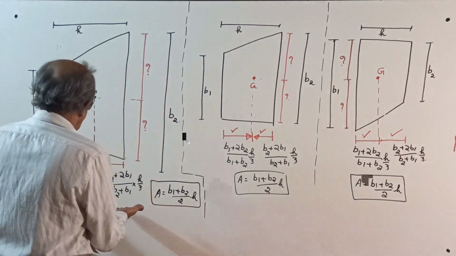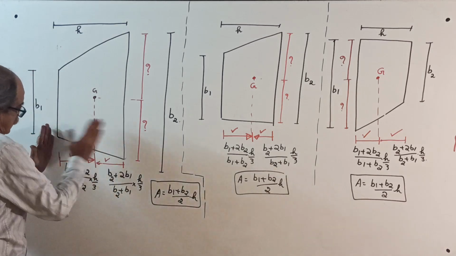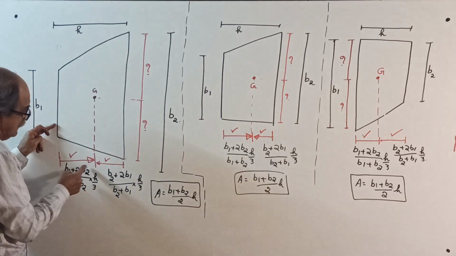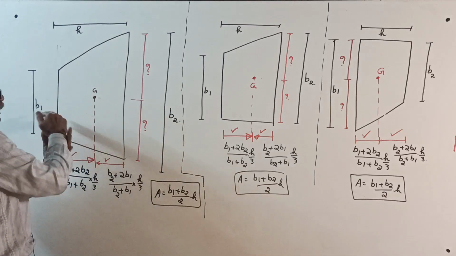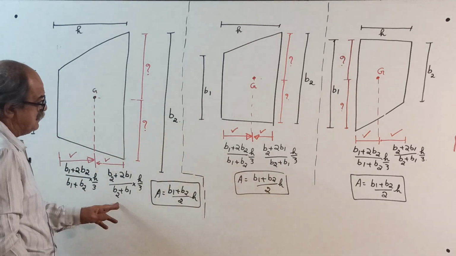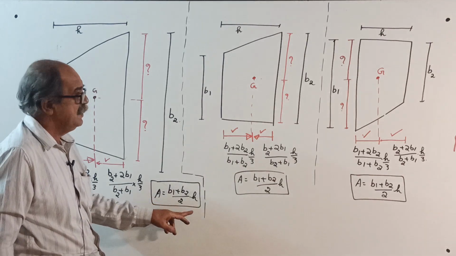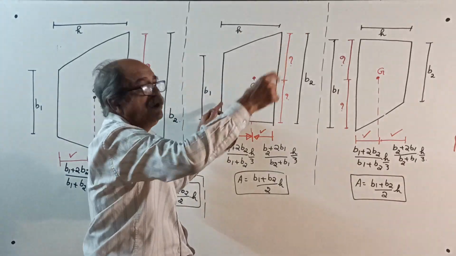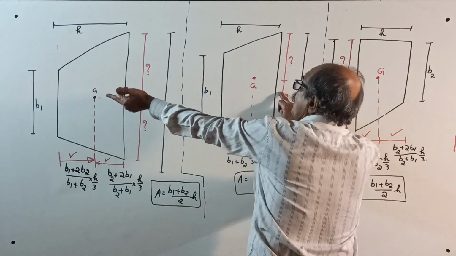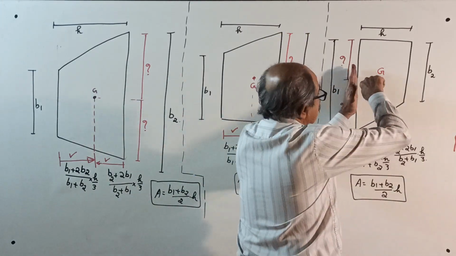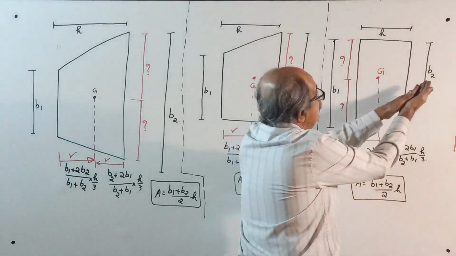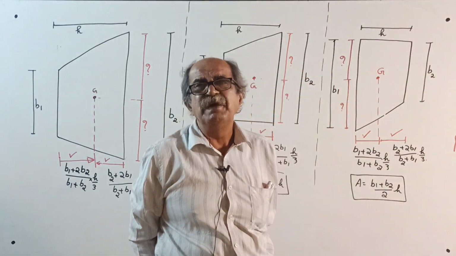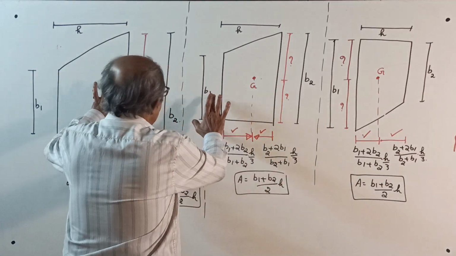Now, I already wrote here, no time waste required. B1 plus twice of B2 divided by B1 plus B2, into h by 3 from here. B2 plus twice of B1 divided by B2 plus B1, into h by 3 from the other side. Area is B1 plus B2 by 2 into h. From here it is B1 plus twice of B2, and from the other side B2 plus twice of B1. It is explained many times, sufficient. Therefore, that's all. Make a note.